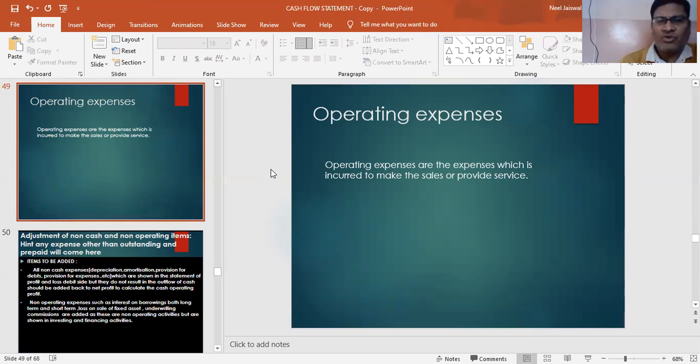Operating expenses. What are operating expenses? Because those expenses only we have to take. See, we are doing from the back. That's why we are not taking operating expenses. We have already subtracted the operating expenses, and operating incomes are already added, which are non-operating. That we need to adjust. Non-operating incomes will be subtracted and non-operating expenses will be added back. Operating expenses are expenses incurred to make the sales or provide service.